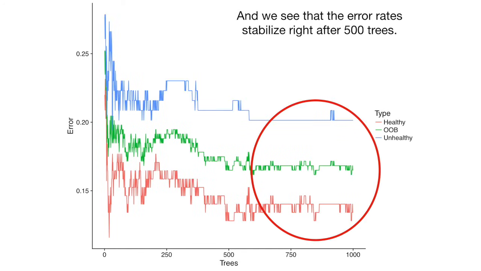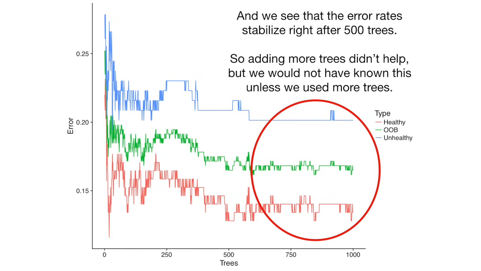And we see that the error rates stabilize right after 500 trees. So adding more trees didn't help, but we would not have known this unless we used more trees.